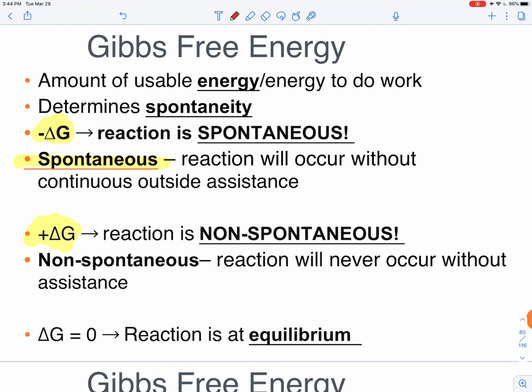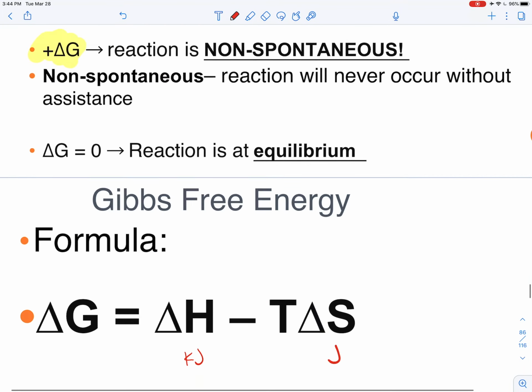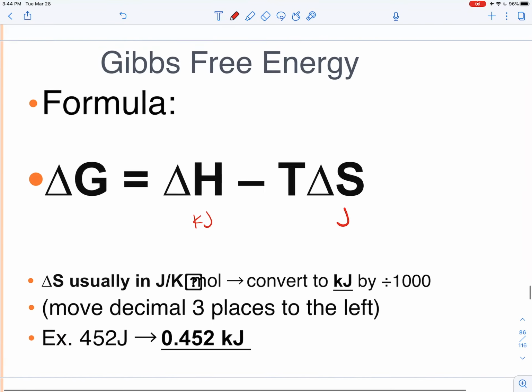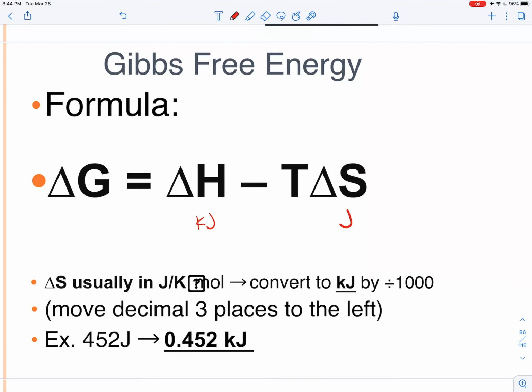This means that if it's spontaneous, it'll occur without continuous outside assistance, and if it's non-spontaneous, it'll never occur without assistance. If the delta G value equals 0, then the reaction is simply at equilibrium. So here's the formula. We're going to be looking at delta G equals delta H minus T delta S.